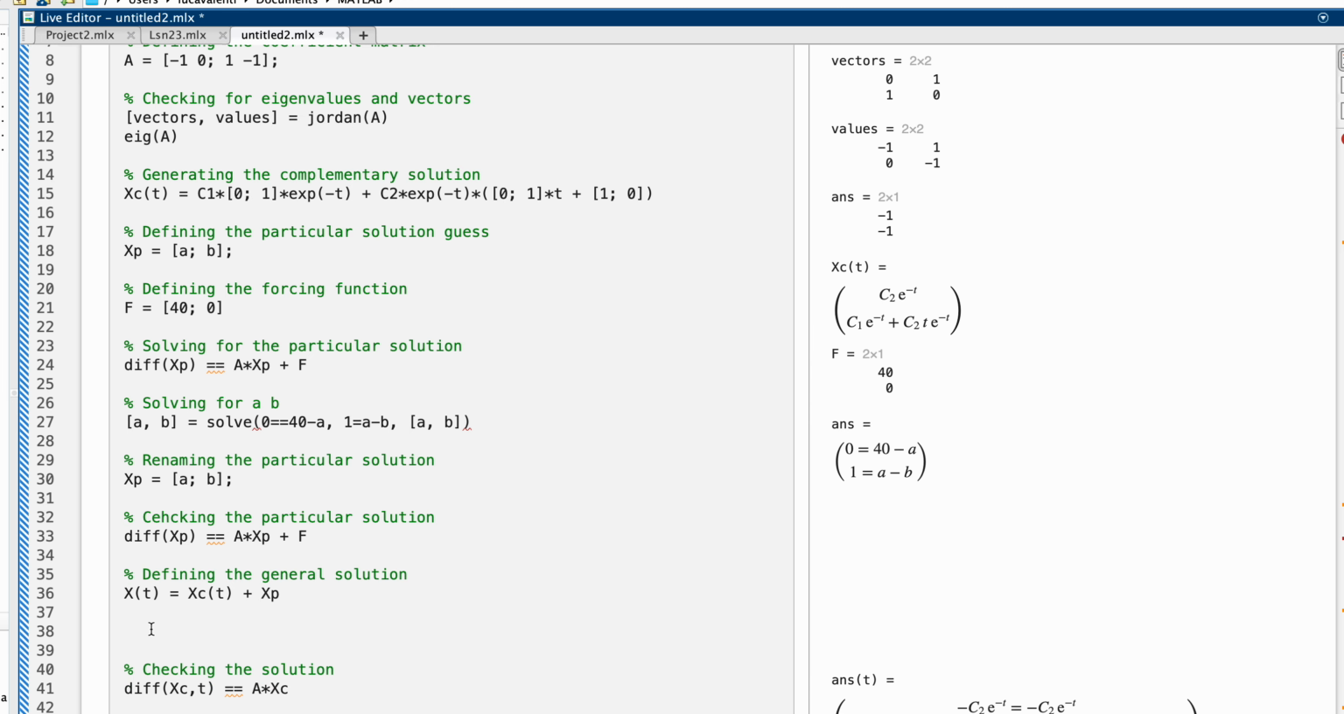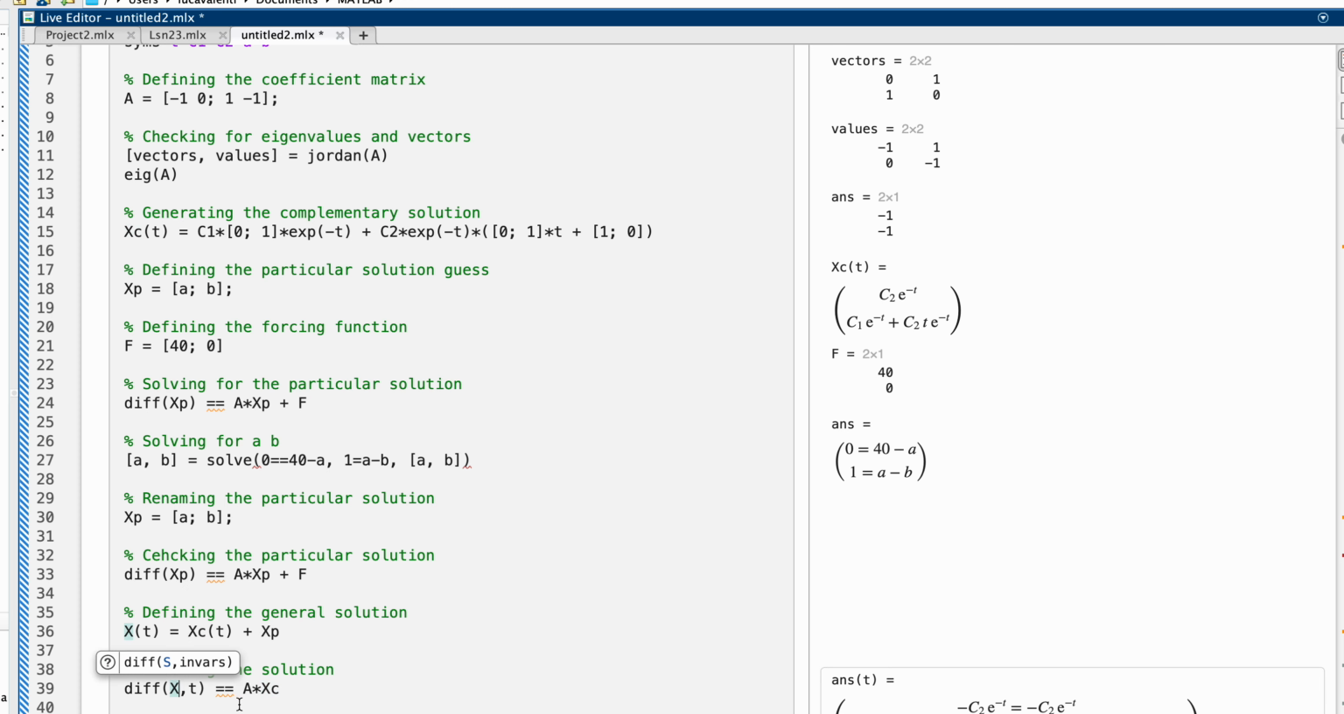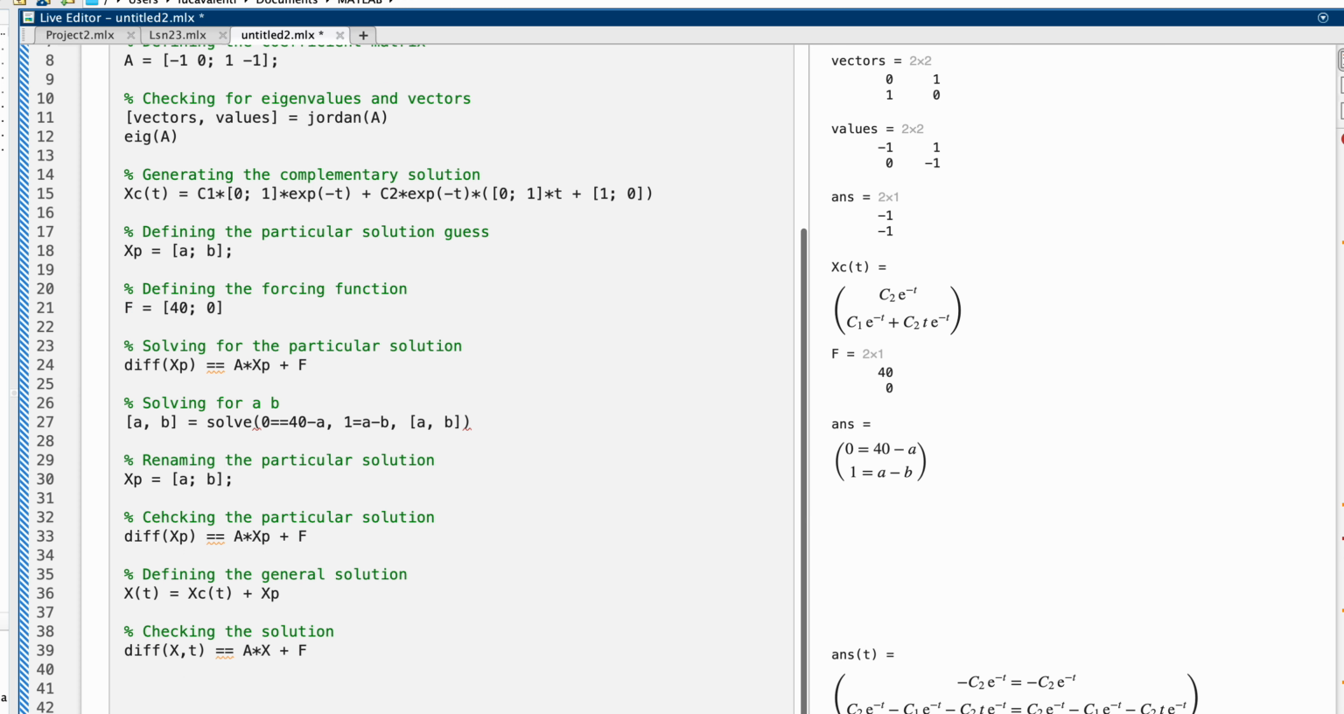So now we're going to say that... well, let's check it first. X of t is equal to this. So the derivative of the general solution with respect to time should be equal to a times that plus f.